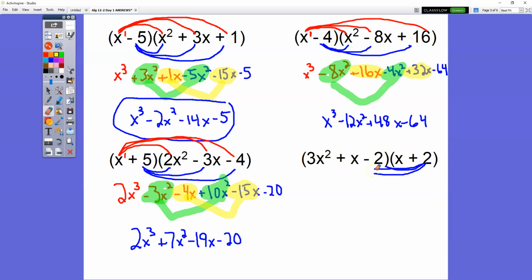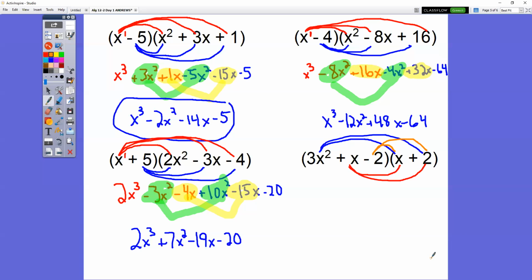If you're more comfortable distributing to the right, you would just have to distribute 3 times. We would do the 3x squared times both of those. We would do the x times both of these. And then you'd have to distribute a third time, the negative 2 times both of those. No matter which way you do it, you'll end up with the same answer.